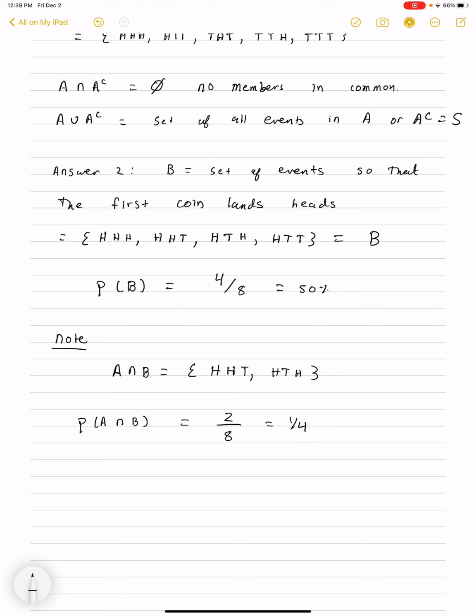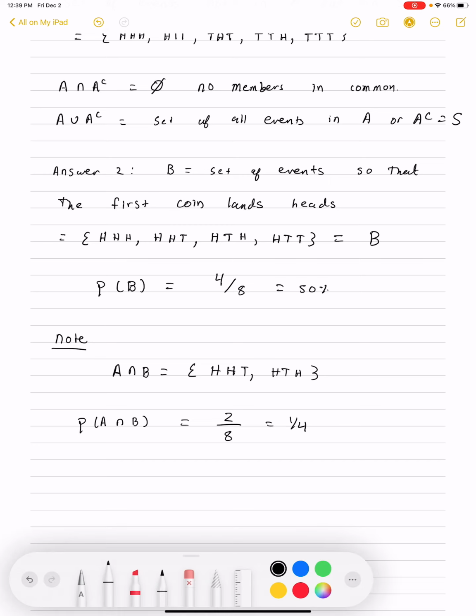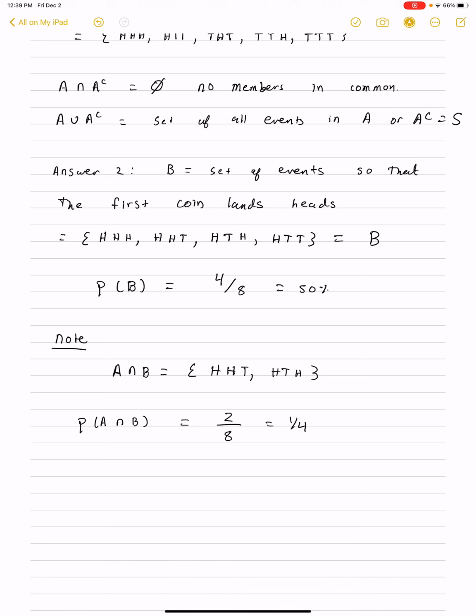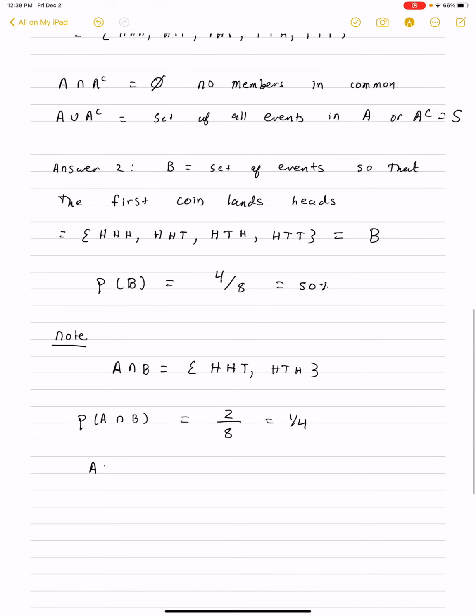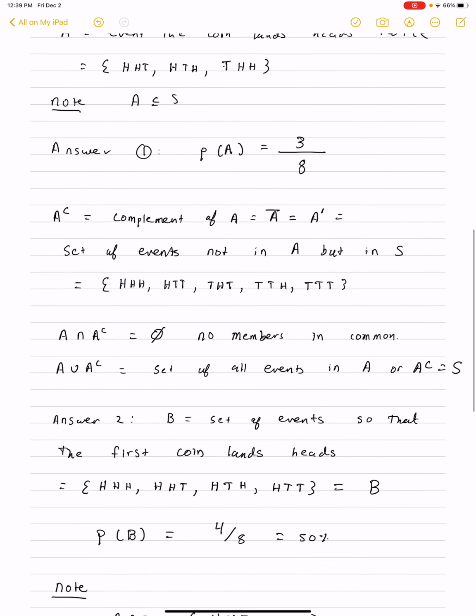Okay, so great. That's the intersection. Let's do one more, and that will be the union. A union B is the set of stuff that's in A or B. So we just start by writing out what's in A.